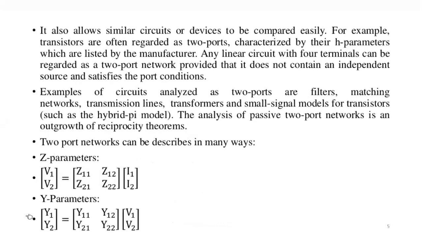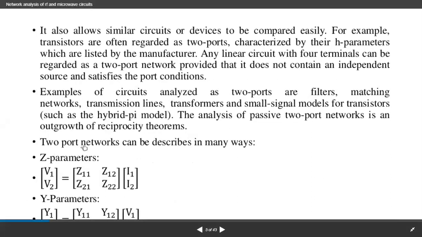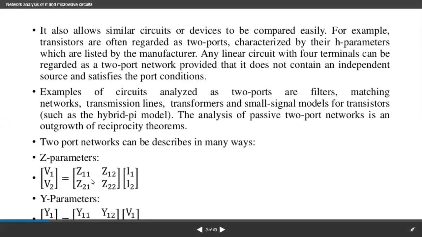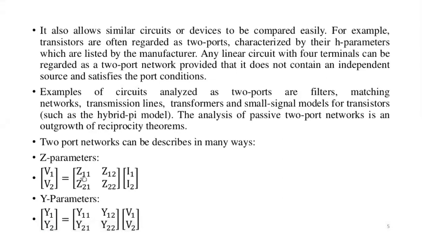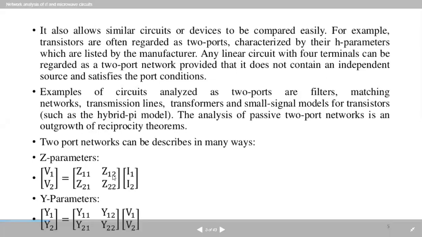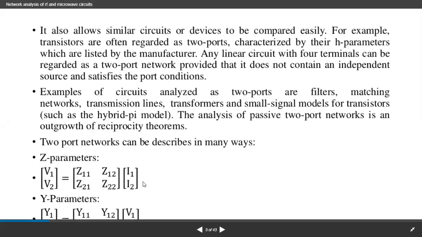Now these two-port networks are described in many ways. When you define the Z parameters, the voltages V1 and V2 are given by the matrix Z11, Z12, Z21, Z22 multiplied by I1 and I2. So port 1 is given the input, and at port 1 only the output is taken. So this is the normal representation of the Z parameters.